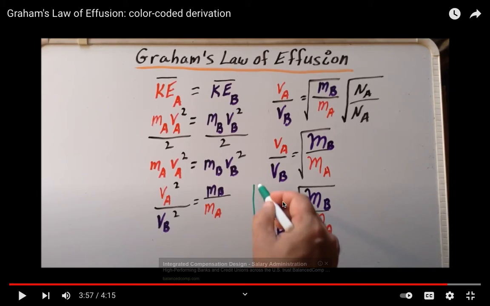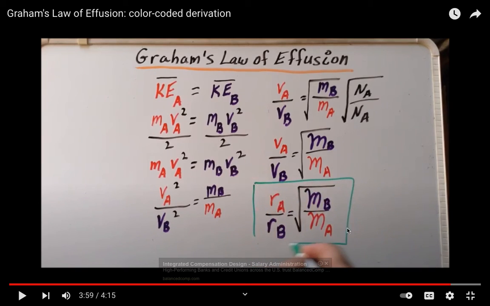So the relative rate of effusion of gas 1 to gas 2 is inversely proportional to the square root of the molecular mass of gas 1 to gas 2. So it's inversely proportional to the square root of their molecular masses. Inversely means they get flipped.